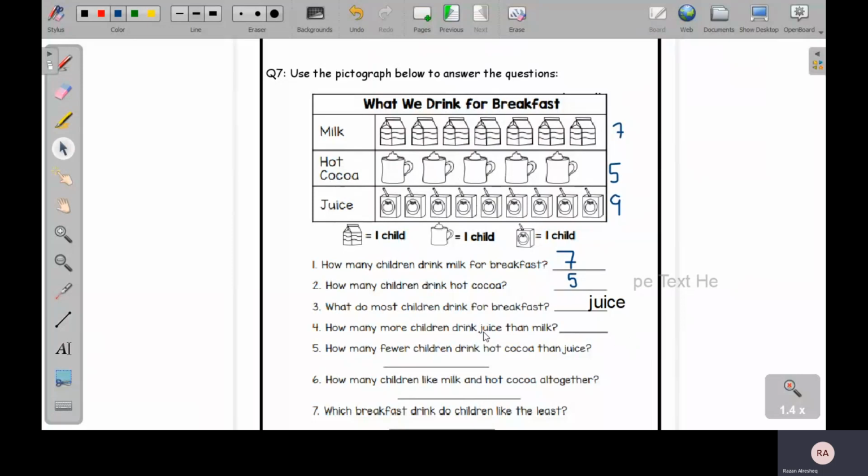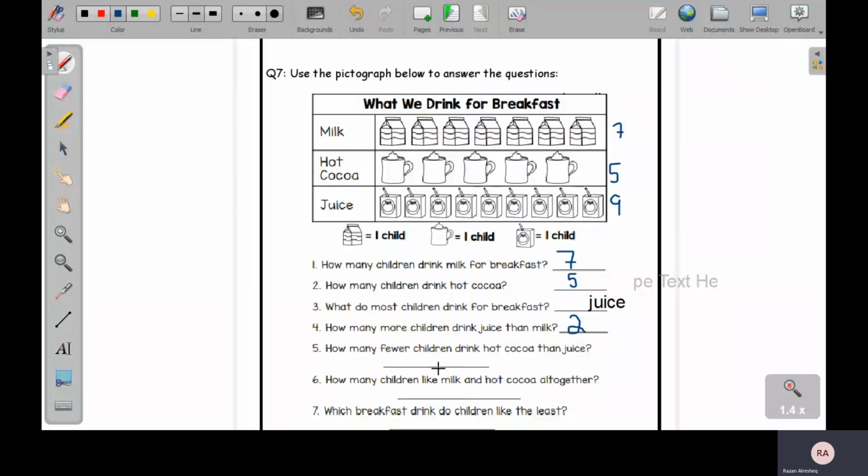All right, now let's look at number 4. Number 4 says, how many more children drink juice than milk? Here we see that 9 kids drink juice and 7 kids drink milk. When I want to know how many more, the easiest way is either to count up or find the difference, which is subtraction. So here I look at the juice boxes. I have 9 and here I have 7. So I want to know how many more drink juice than milk. I take 9 and I can take away 7 from it. 9 take away 7 gives me 2. So 2 more children drink juice than milk, or you can count up from 7 to 9 and it also gives you 2.